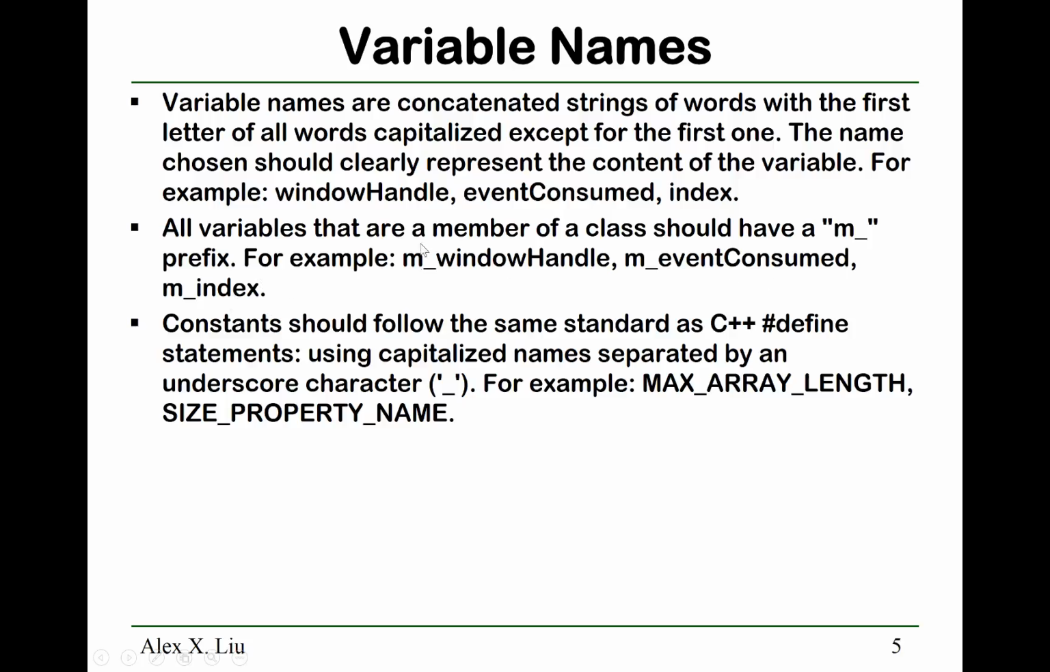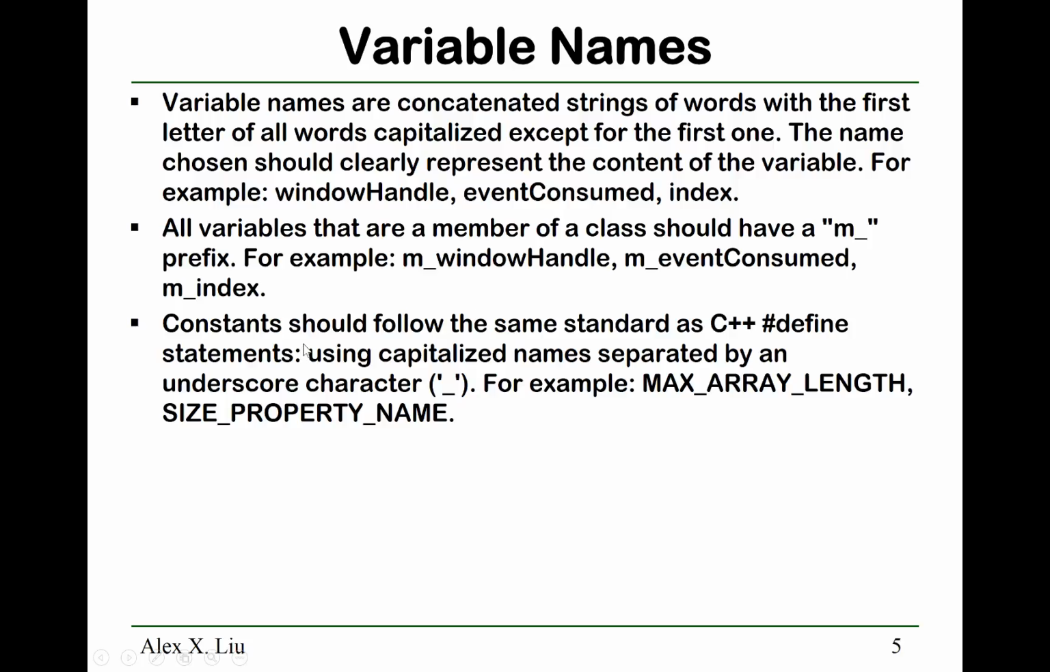The reason that we want to use this m prefix is that in a member function, the member function can access not only the local variables defined in that function, but also the data members defined in a class. And many times you want to distinguish these two types of variables. So that's why we use this m_ to distinguish the data members of a class.